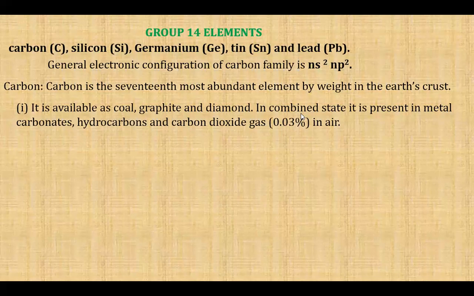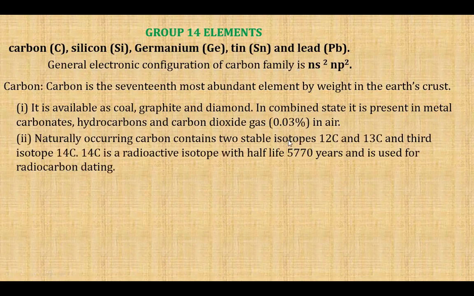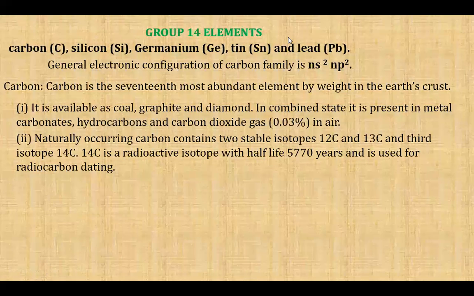Next, availability: it exists in amorphous form as well as crystalline form. It exists in isotopic forms 12, 13 and 14, and 12 is the most stable isotope. Carbon-14 is radioactive, with a half-life of 5770 years. This is used in radiocarbon dating technology.